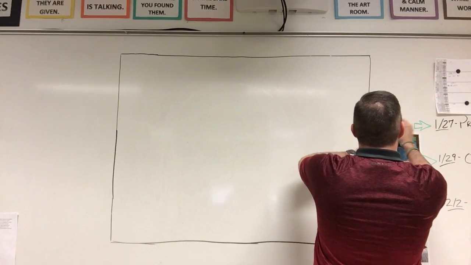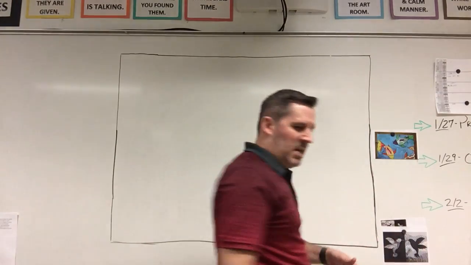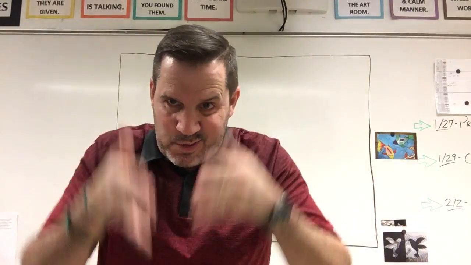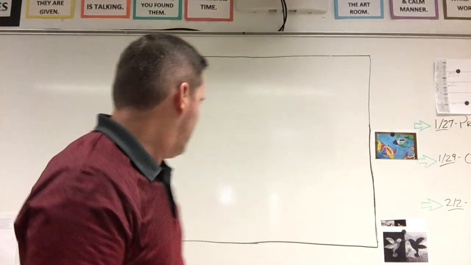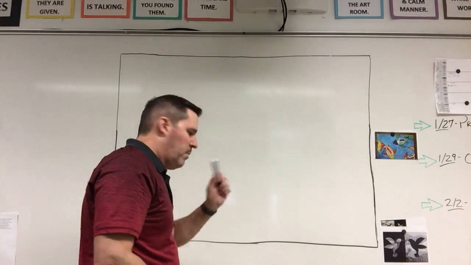So we're going to do two koi, and it's going to be kind of like a view from the top. So we're looking down on them. Paper, pencil, eraser, and here we go.